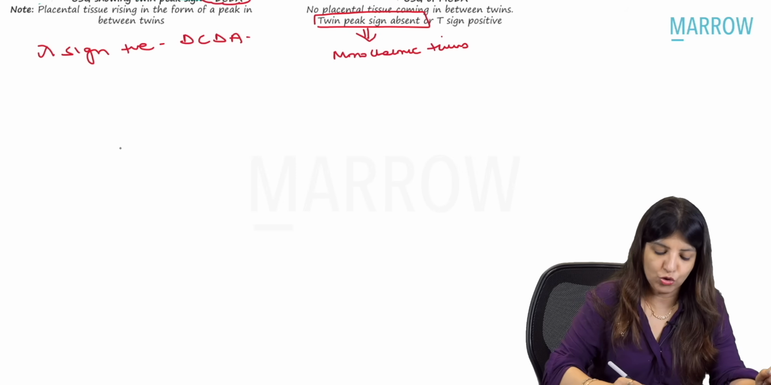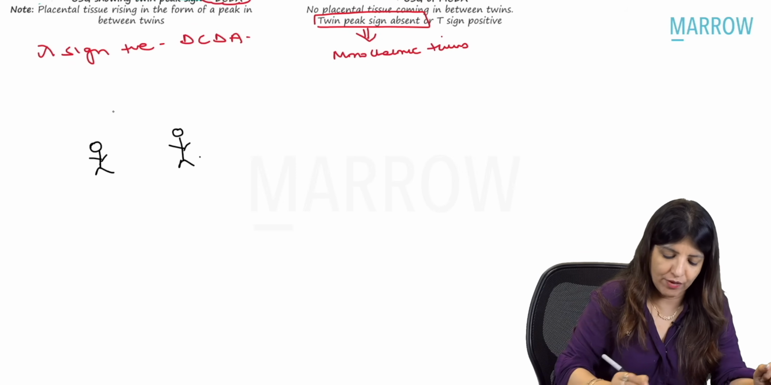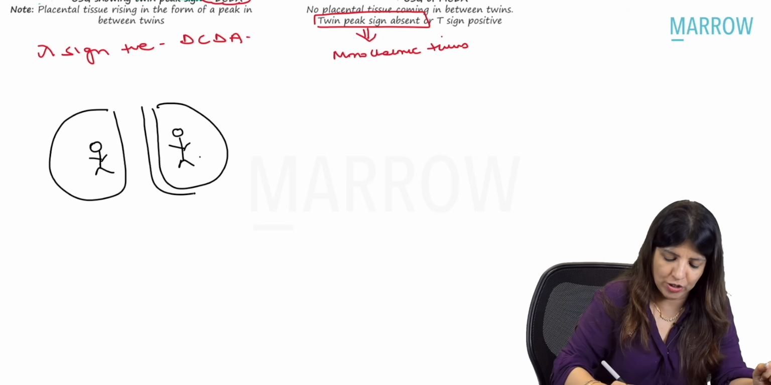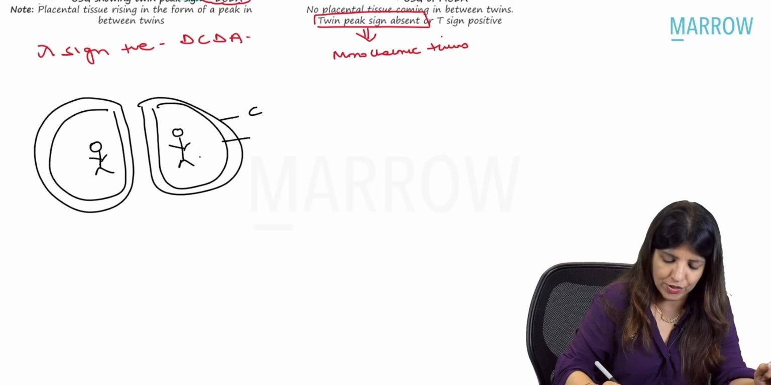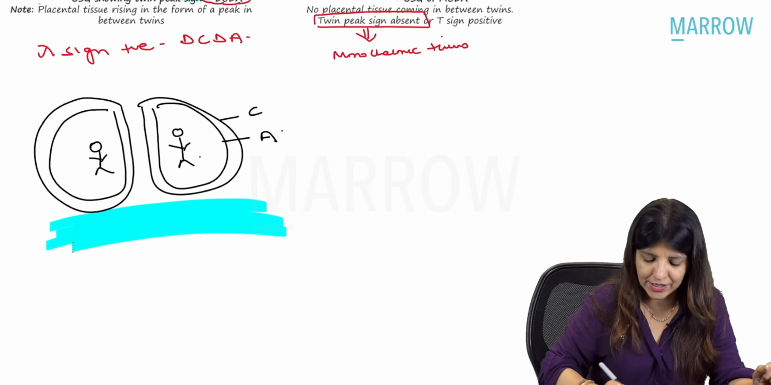Now, I want all of you to understand how a twin peak sign is formed. So, if these are two twins, if this over here inside is amnion, outside is chorion. Right, so this over here is chorion, this is amnion, and this over here is the placental tissue.